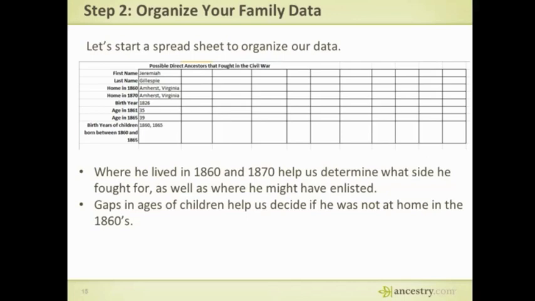Where did he live in 1860? Where did he live in 1870? When was he born? I like to put down what age he was in 1861 and 1865. That helps me do a reality check on whether I think he would have been in the war. Also, birth years of children born between 1860 and 1865. Now, if he had a child born in 1862 and then another one in 1866, I would probably look for his record somewhere in between there.